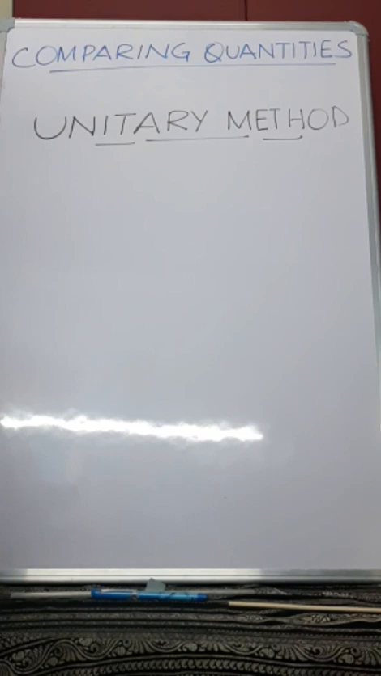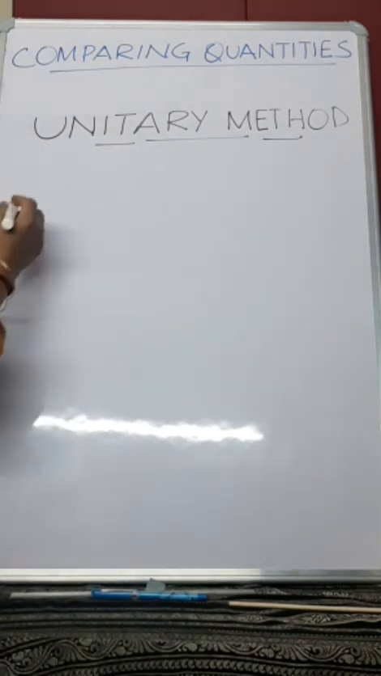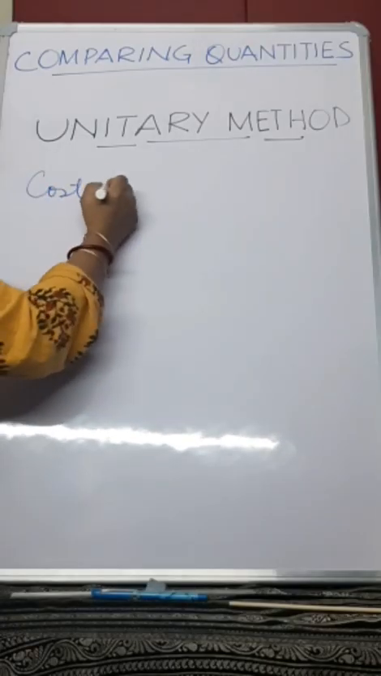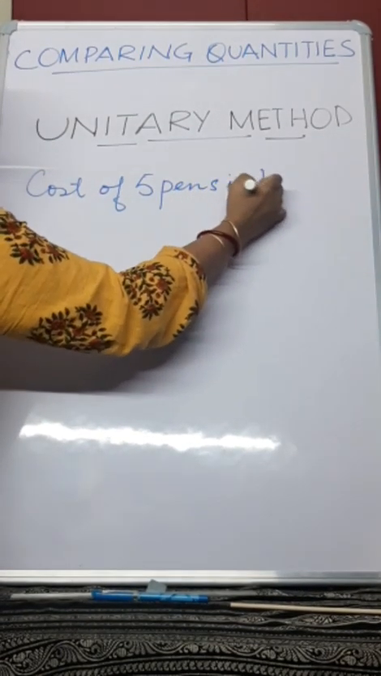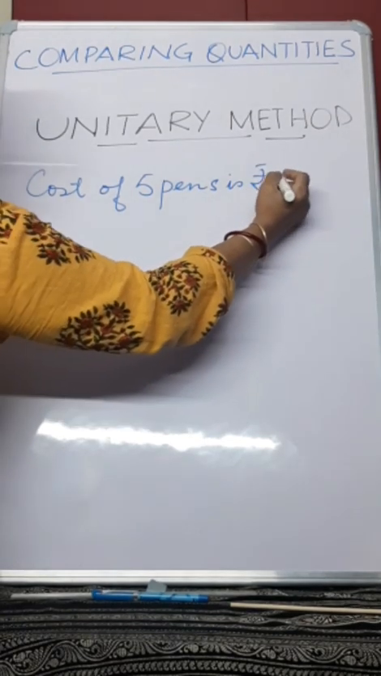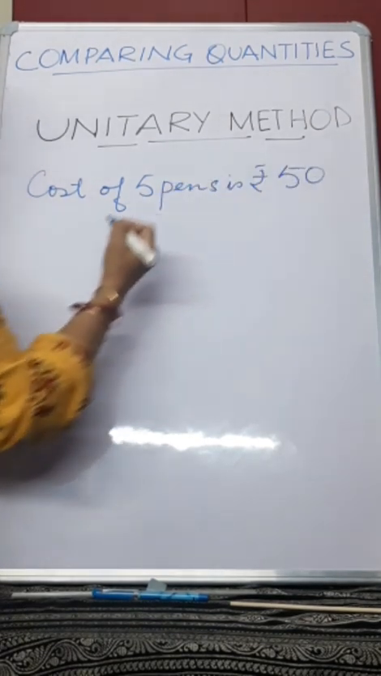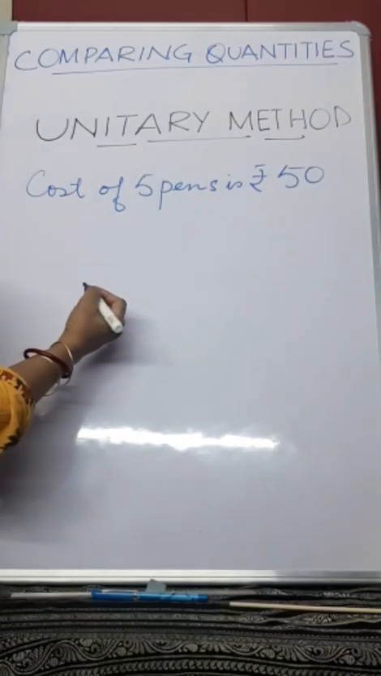Unit means 1. This simply indicates that if we know the value of 1, we can find out values of different figures. Let's see. A question is, cost of 5 pens is rupees 50, and you have to find out the cost of 9 pens.